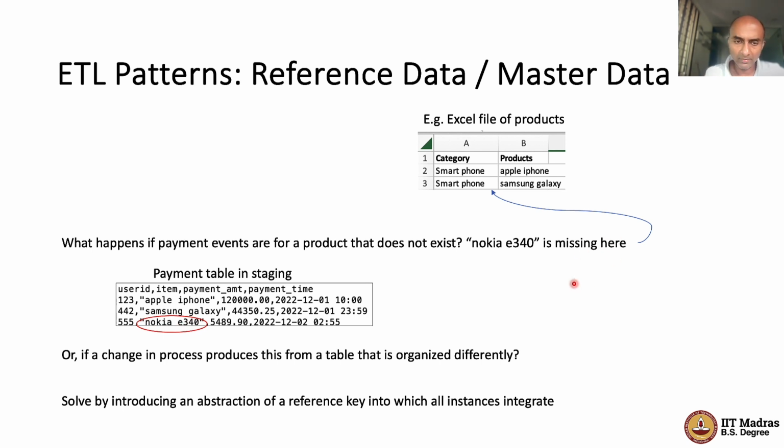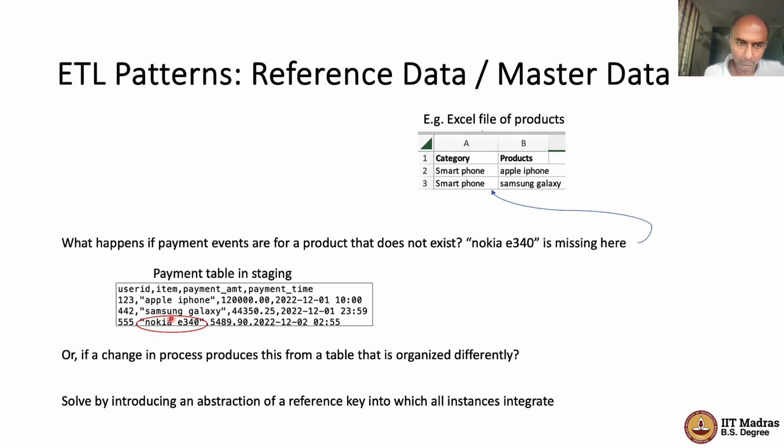And I make an entry into my reference table that says reference key 1000 refers to Nokia E340. I don't know what that category is because nobody's told me about it yet. So the category column will be null. But by introducing this abstraction of a reference key, you can make progress with processing this particular type of data.